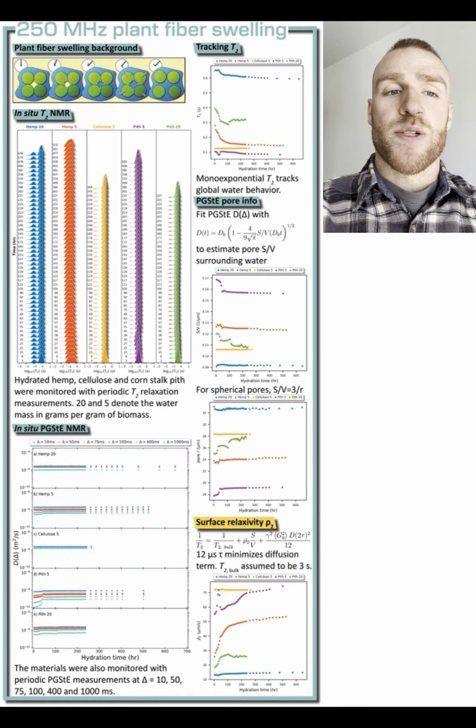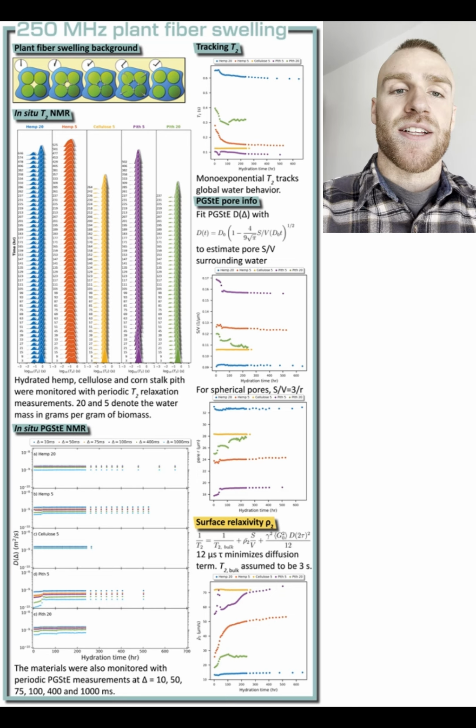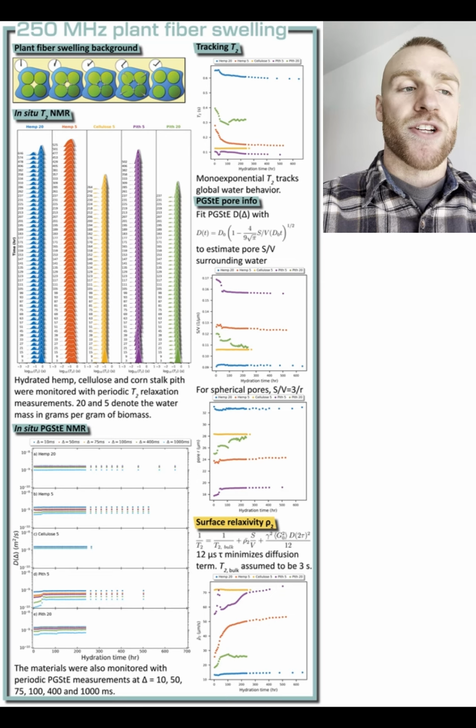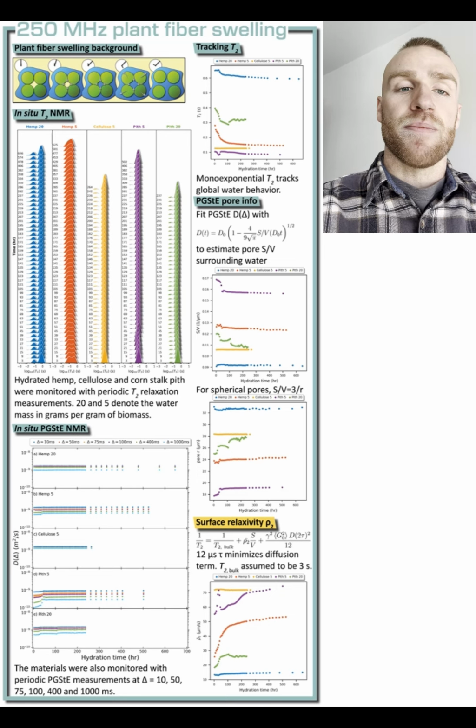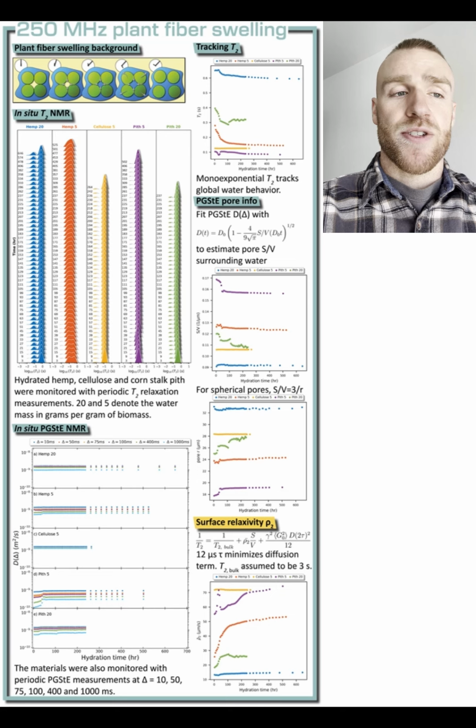The final study was monitoring the long-term swellability of corn stalk pith, hemp, and cellulose fibers through periodic T2 relaxation and diffusion measurements. Overall, we saw unexpected and dramatic trends in corn stalk pith. We saw more gradual change in hemp and no change in cellulose fibers, to which we attribute these behaviors to the known high, moderate, and low swellability of these materials.